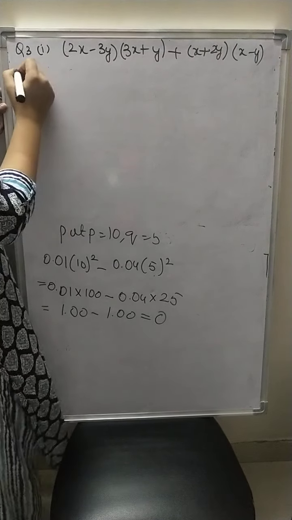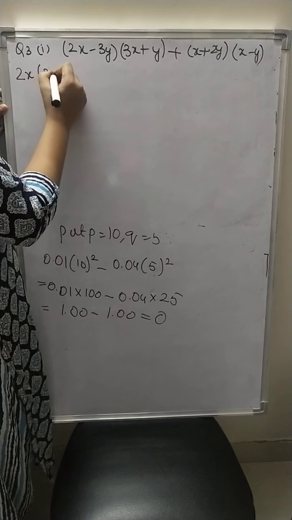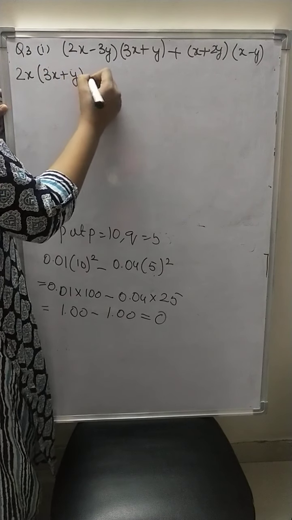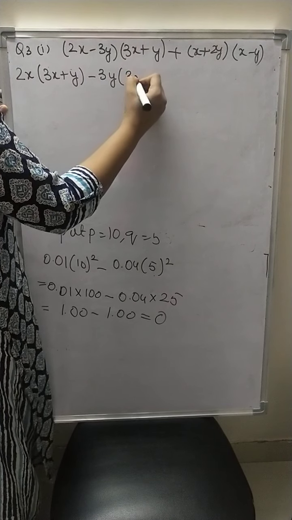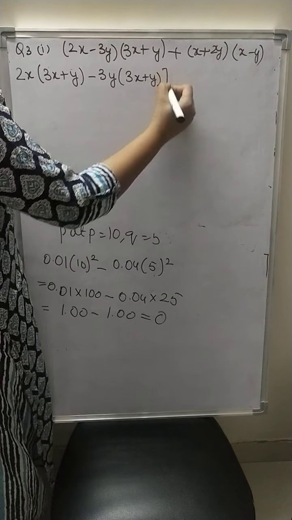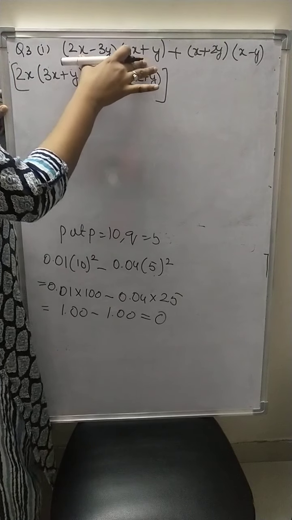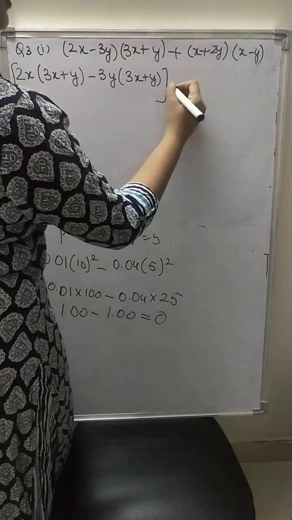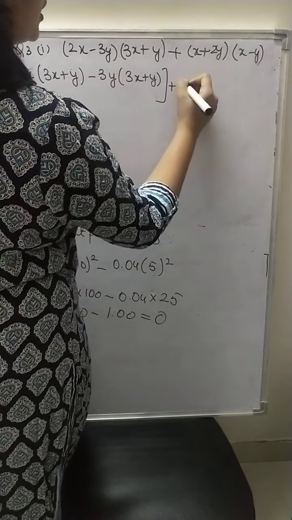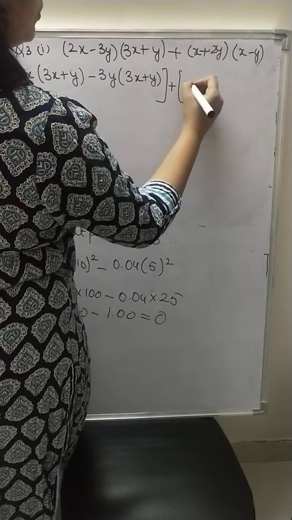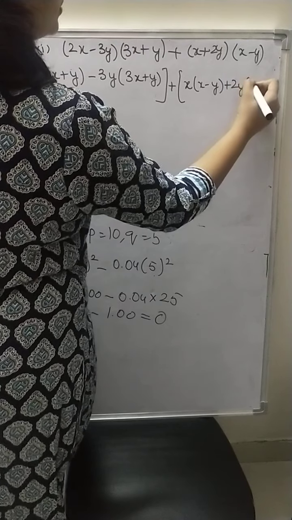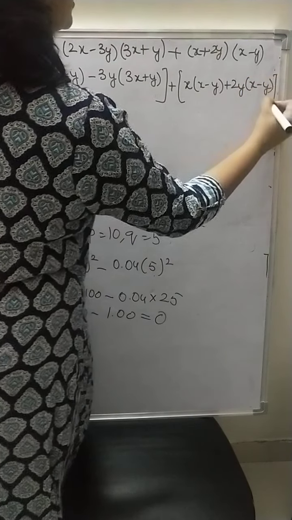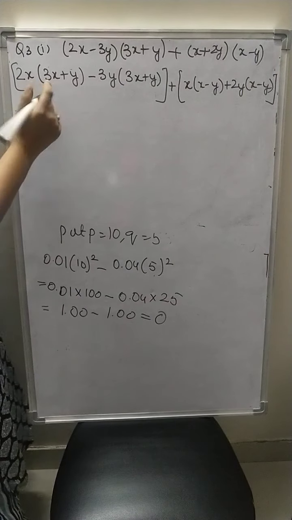Now 2x into (3x + y) minus 3y into (3x + y). This is what I have got by solving these two brackets. Now coming to the remaining two brackets. So again using a square bracket, x into (x - y) plus 2y into (x - y). So that is equal to, now I'll multiply this.